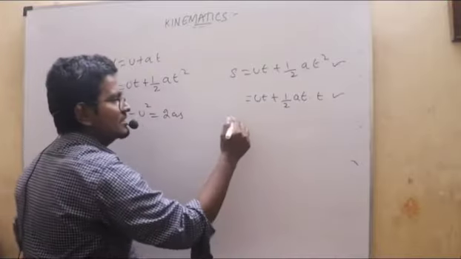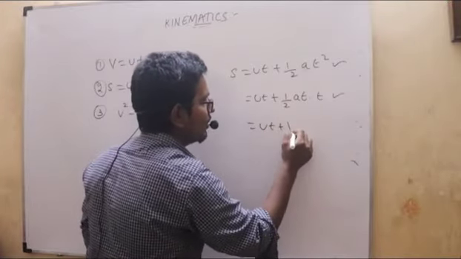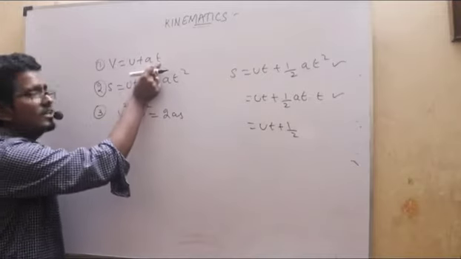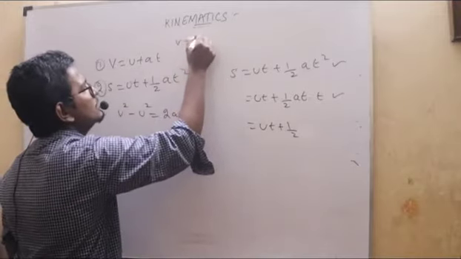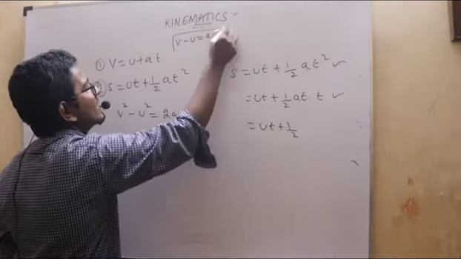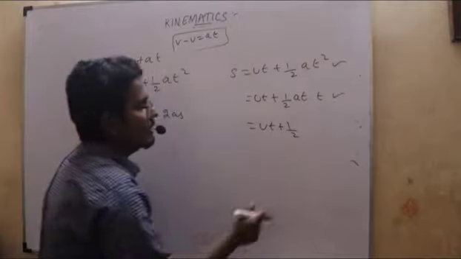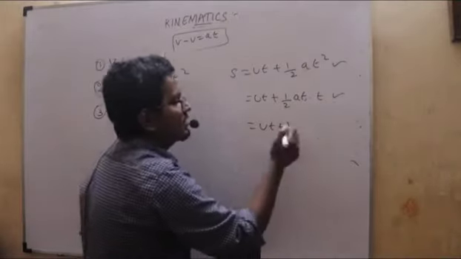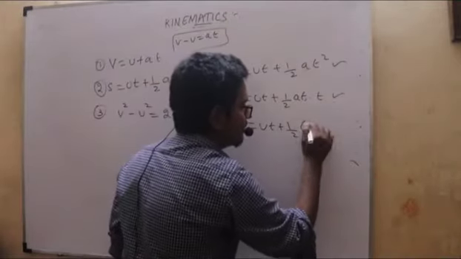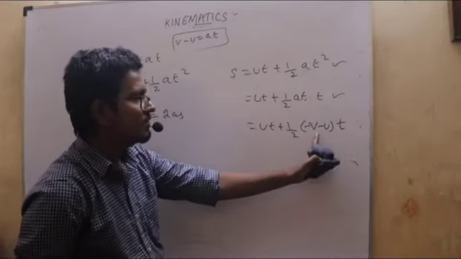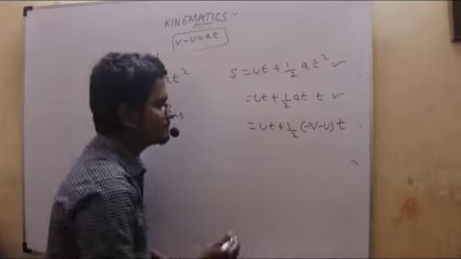So I am writing like this. Then ut plus half, instead of at, what I can write from the first one, you can see here, v minus u is equal to at. I can write like this, v minus u is equal to at. So instead of at, I can write v minus u into t. As you can see here, v minus u into t.